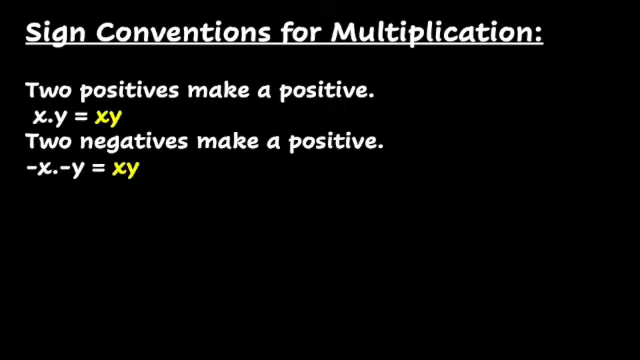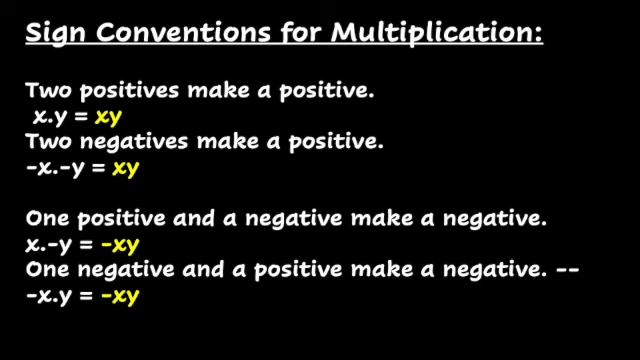Before we go into the details, we first try to understand the sign conventions for multiplication as it avoids many errors. So have a look here. Two positives make a positive. So if you have two positive numbers and you are multiplying the numbers, you get a positive result. So x times y equal to xy. Then two negatives make a positive also. So if you have two negative numbers, it gives you a positive product. So that means minus x times minus y equal to xy, which is positive.